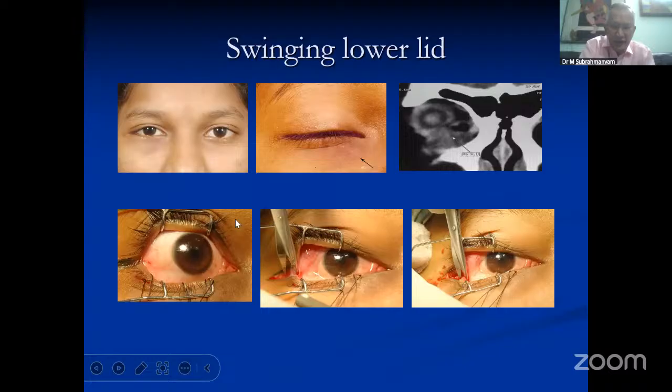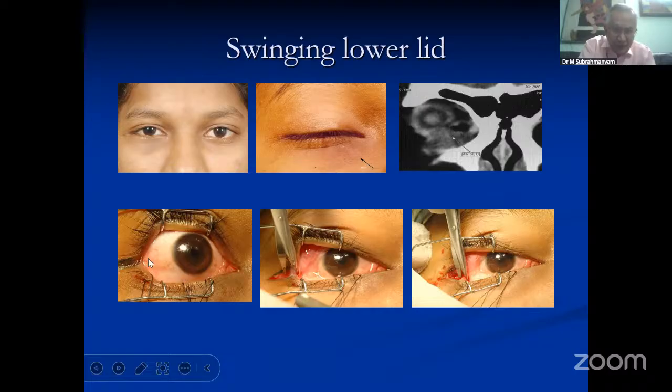Swinging lower lid. Of course, I have done this, but I didn't have photographs. These were again from Ramesh, who has contributed to my textbook in the chapter on the orbitotomies. So this is from him. You can see the axial proptosis here. And there is a swelling here and fullness here that you can see. And the CT showed a mass in the peripheral inferior surgical space. Right. So this is the eye with the eyeball pushed up and fullness here.